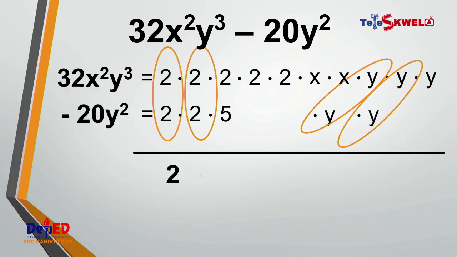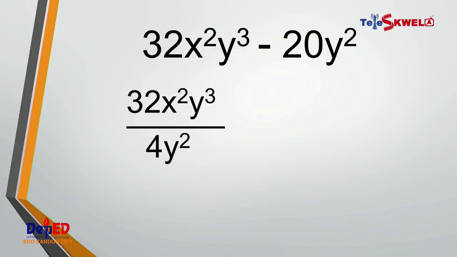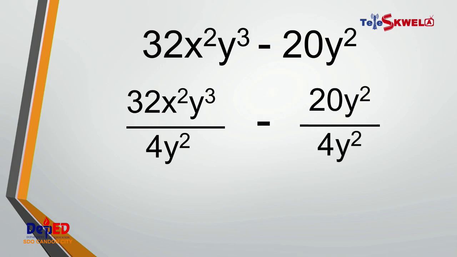Multiplying 2 times 2 times y, which are their common factors, we will get 4y squared. Therefore, their GCF is 4y squared. Step 2. Since we already have their GCF, it is now time to divide it to each of the terms. Let us divide 32x squared y cubed divided by 4y squared minus 20y squared divided by 4y squared.